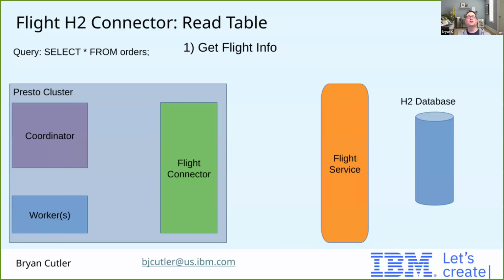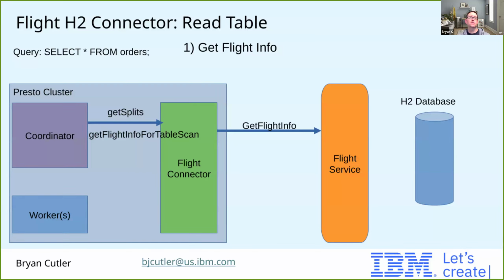So now when it comes time to read data, it's done in two phases. The first phase is getting the flight info, which provides a couple things. One, a list of fields from whatever table you're trying to read, and a list of endpoints. An endpoint is something the flight service provides, which will allow you to connect to read a portion of the data.